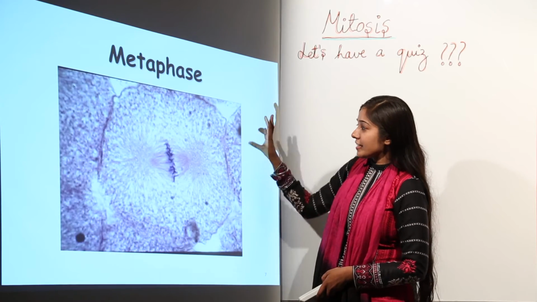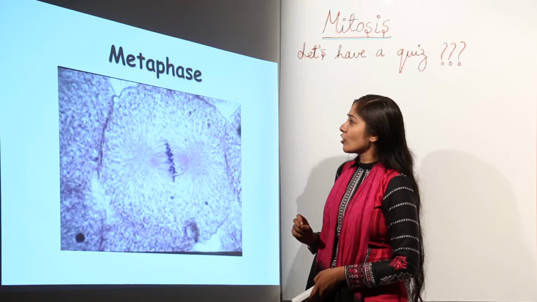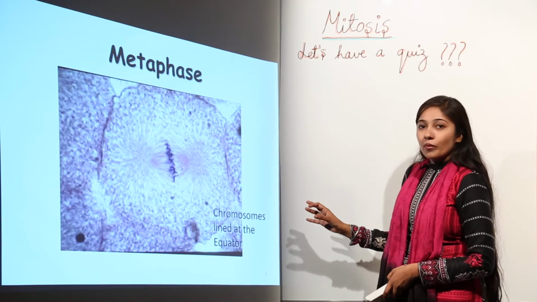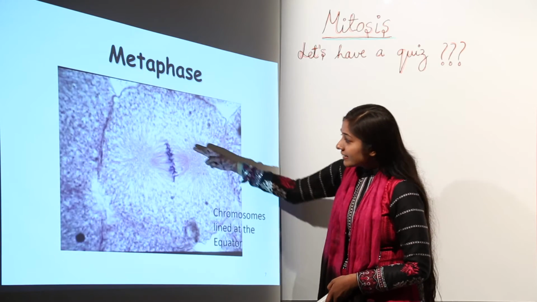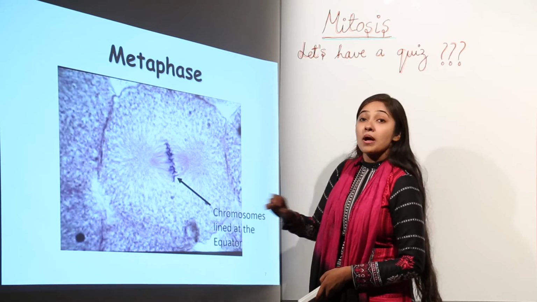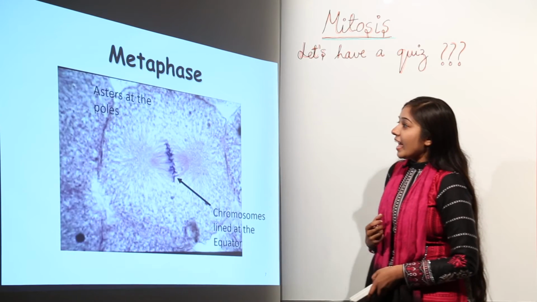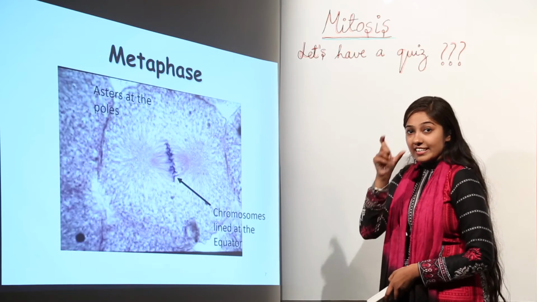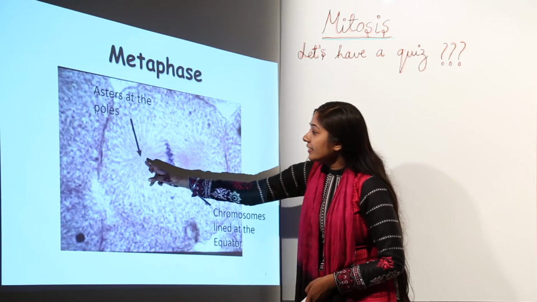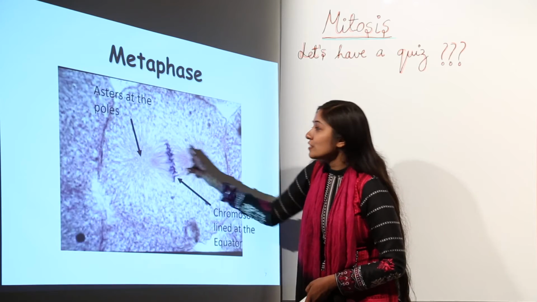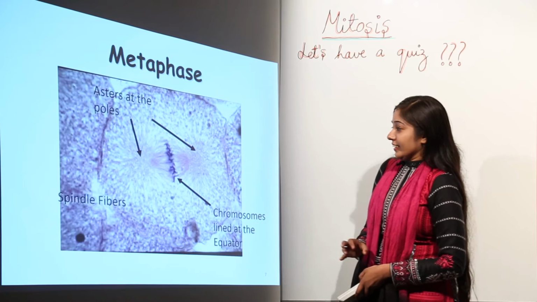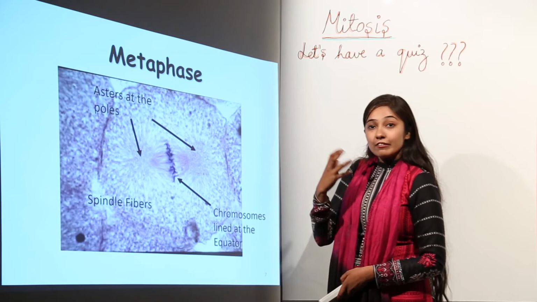We have this image, which is a microscopic image of the metaphase stage of mitosis. So chromosomes are lined at the equator. Where can you see those chromosomes? These are the chromosomes, right? So they are aligned at the equator in case of metaphase stage. And where are the asters? The asters will be at the poles. So can you make out the asters? These are the asters which are at the poles of the cells. Very, very correct. Then where are those spindle fibers?